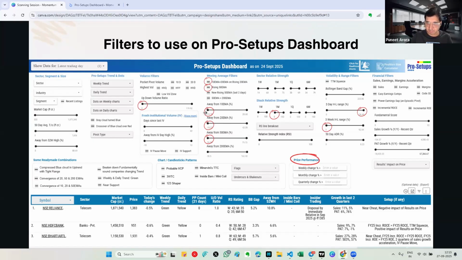Again, away from 20 EMA is important because when you're looking for a pause, you want the stock to come here. But this is the third step. The first step was basic momentum and strong momentum. For strong momentum, I actually missed, you can put a number over here.